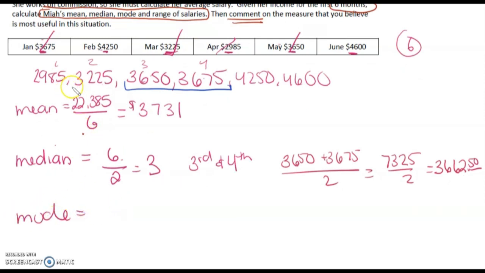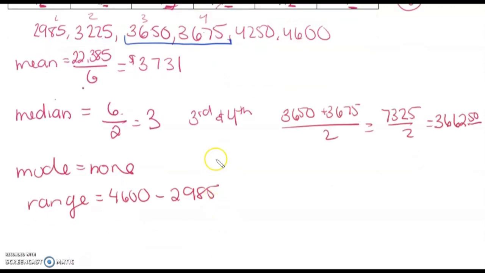Okay, the mode, none of these numbers repeat, so I'm going to go with none. And what is the range of her salaries? Well, they range from the highest at 4,600 to the lowest at 2985. And when we subtract those, they range over $1,615.